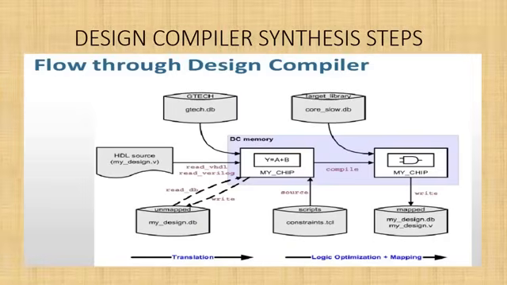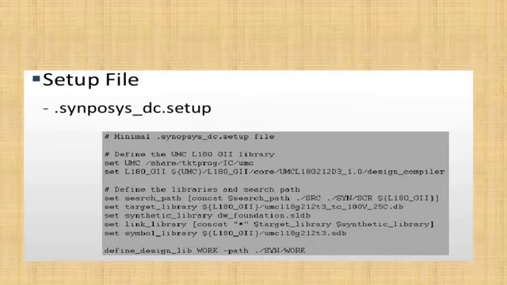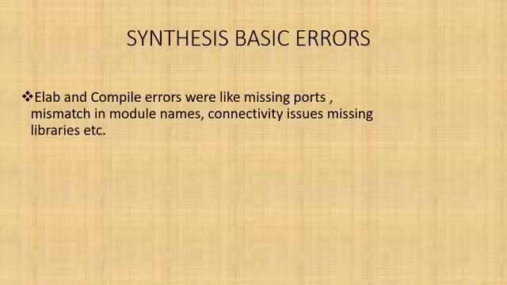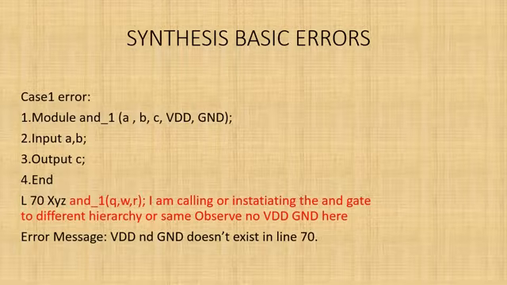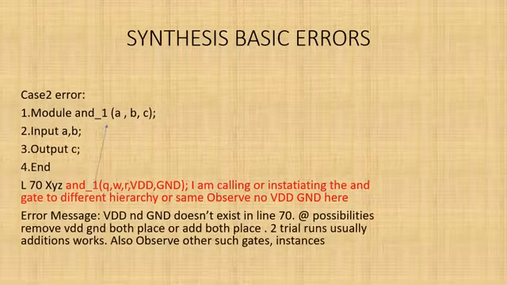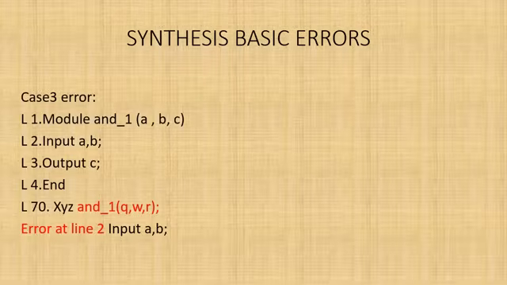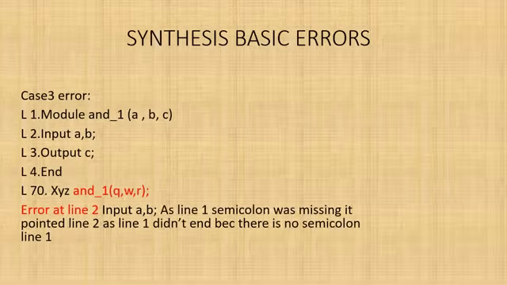To understand the flow through Design Compiler, in the Synopsys dc setup we provide the libraries: the target library, link library, and the synthesis library. We resolve the elaboration and compile issues. For example, in module instantiations, if we don't have any ports, that may throw an error. If there is a missing semicolon, it will show the error on the next line. For example, if line 1 has a missing semicolon, it will be reported at line 2.